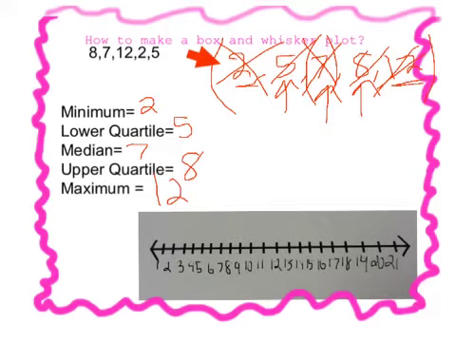Now you have all the info needed to make a box and whisker plot. Make a number line. Always remember to keep the numbers evenly apart from each other for accuracy. Make a plot over the minimum, lower quartile, median, upper quartile, and maximum. Draw a line from the minimum to the lower quartile and from the upper quartile to the maximum. Create a box from the lower quartile to the upper quartile and draw a vertical line through the median. Now you have your box and whisker plot.